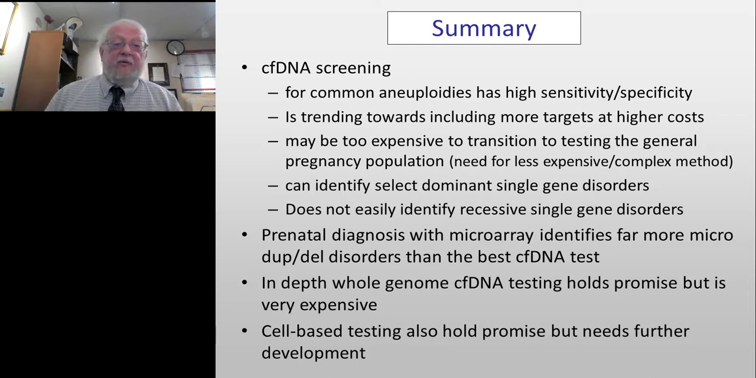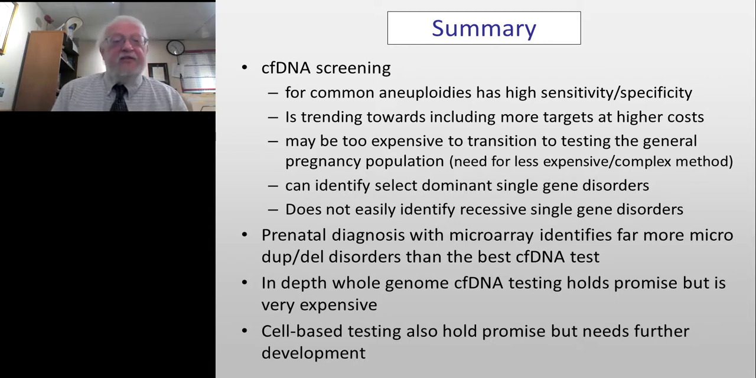But in the third bullet, it says that with that kind of competition, it may be difficult to transition cell-free DNA to the general pregnancy population. That's what we're going through right now. The tests are really good. They're finding more things, but they're getting more expensive rather than cheaper when you find all those things. They can identify some dominant conditions. They can't really do recessive very well right now. Prenatal diagnosis with the microarray I showed is far better. It's diagnostic, and it finds more certainly of the duplication.